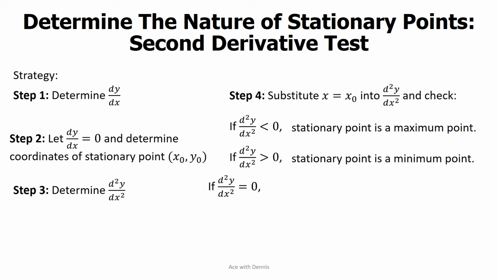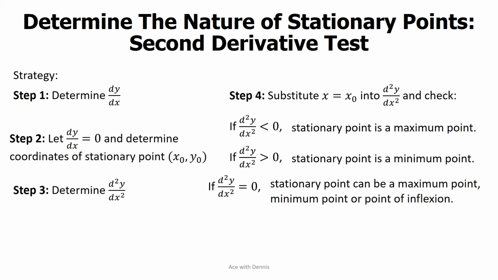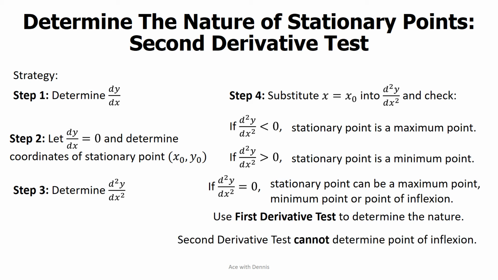However, if d squared y over dx squared is equal to 0, the stationary point can be a maximum point, minimum point, or point of inflection. Then we have to use the first derivative test to determine the nature. Hence, the second derivative test cannot determine a point of inflection.